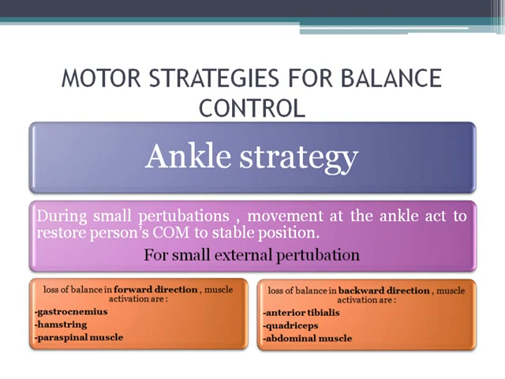So if there is loss of balance in the forward direction, muscle activations from distal to proximal are gastrocnemius, hamstring and then paraspinal muscles. And if there is loss of balance in the backward direction, muscle activations from distal to proximal are anterior tibialis, quadriceps and then abdominal muscles.